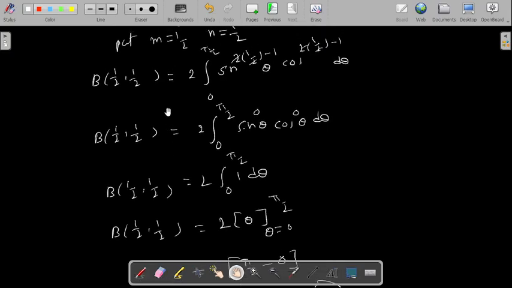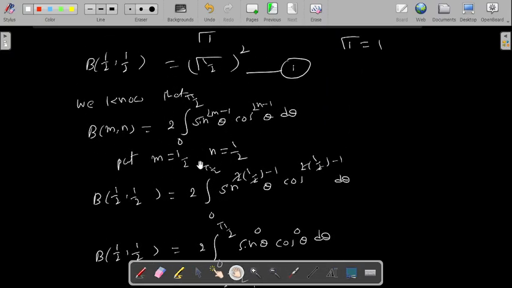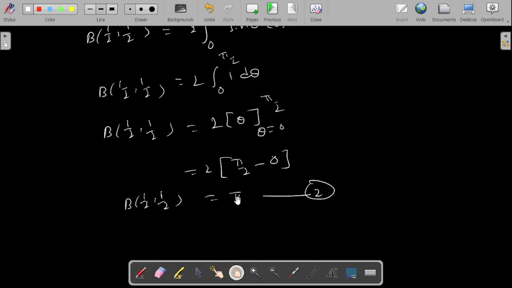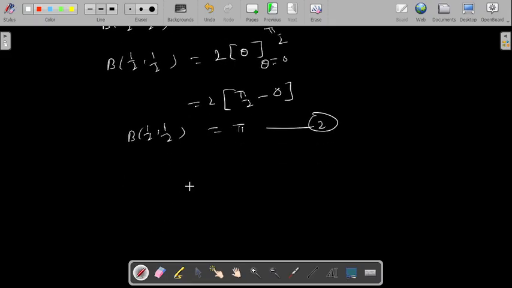Can anybody say what is left equal, right equal? Beta of 1/2, 1/2 equals gamma of 1/2 whole squared, and beta of 1/2, 1/2 equals pi. From equations 1 and 2, can you say what we can write? Gamma of 1/2 whole squared equals pi. Therefore gamma of 1/2 equals root pi.